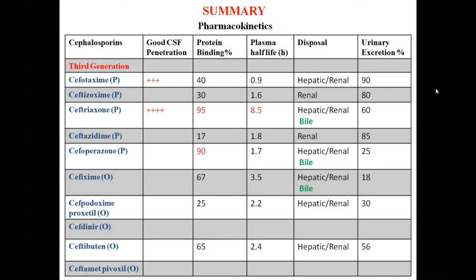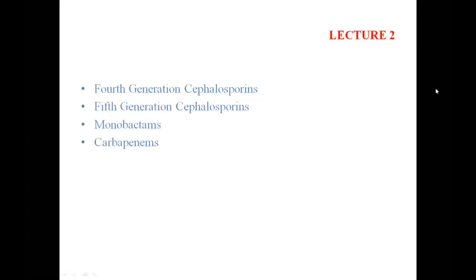And ceftriaxone is the longest acting drug, and its disposal is by both hepatic as well as renal routes. Both these drugs, ceftriaxone and cefoperazone, are excreted in the bile, therefore they are preferred in many urinary and biliary infections. And cefixime also, some amount is disposed of in the bile. So with this, we have summarized the first, second, and third generation cephalosporins.